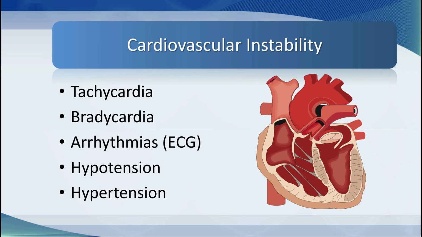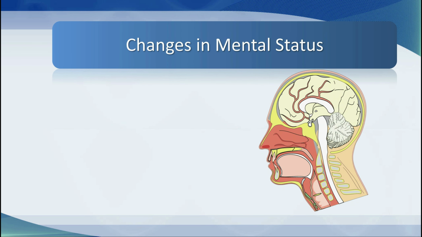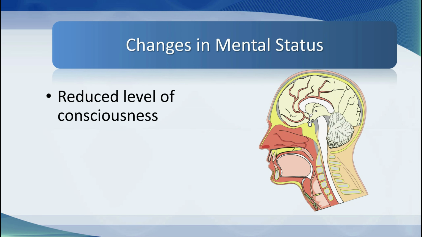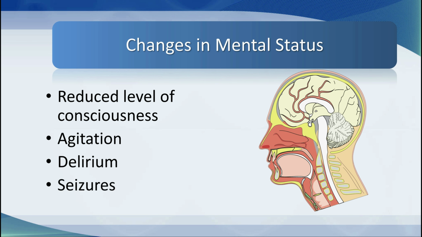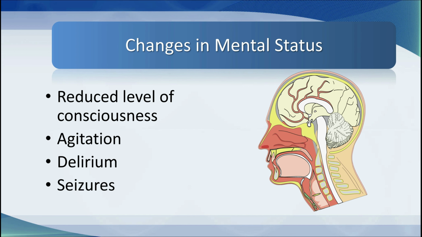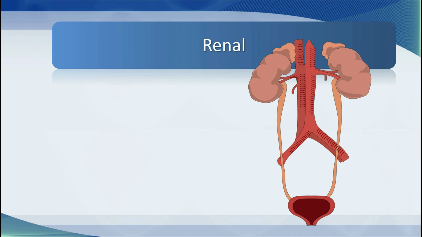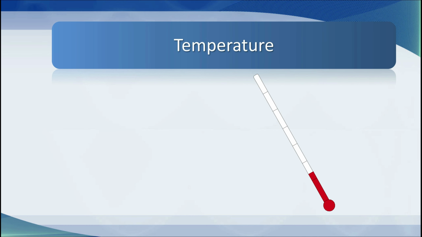With respect to the neurological system, the patient's mental status may change. There may be a reduction in the level of consciousness, or the patient may become agitated or delirious, or may have seizures. The other system that is commonly monitored is the kidney. And in terms of renal function, the clinical signs are usually low urinary output, which is oliguria, or no urinary output, which is anuria. The other thing that the nurses check at the bedside is the temperatures. The patient may have a fever or they may be hypothermic.